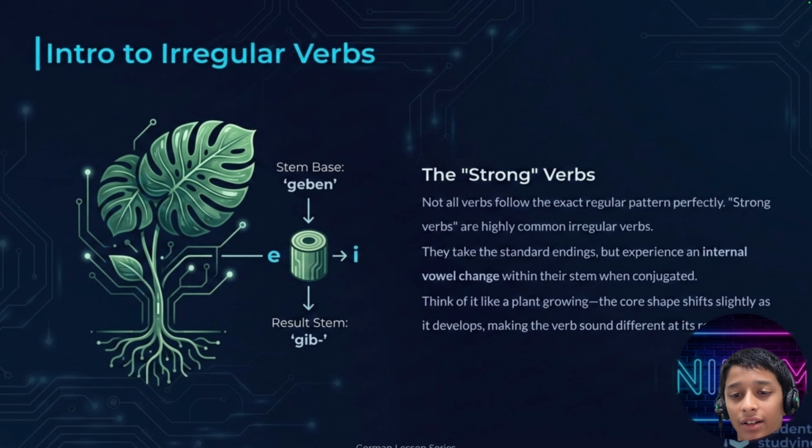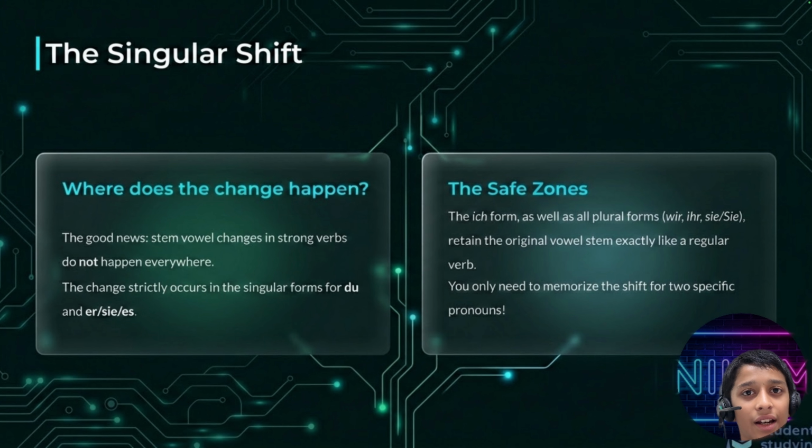Let us examine exactly where it occurs. Here is the critical insight that makes strong verbs manageable. The stem vowel change occurs only in the singular forms of du and er, sie, es. It does not occur in the ich form and it does not occur in any plural form. The ich form, along with wir, ihr, and sie or the formal Sie, retains the original vowel stem exactly as a regular verb would. This means you need only memorize the shift for two pronouns per verb. The remaining four forms are regular. This significantly reduces the memorization burden.